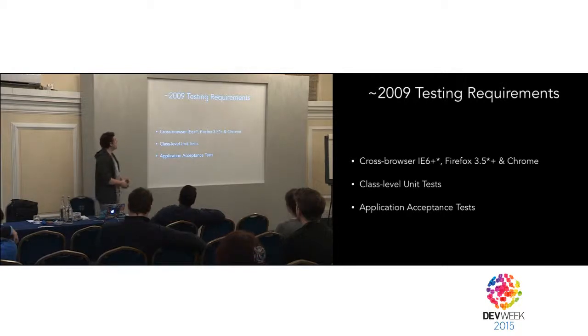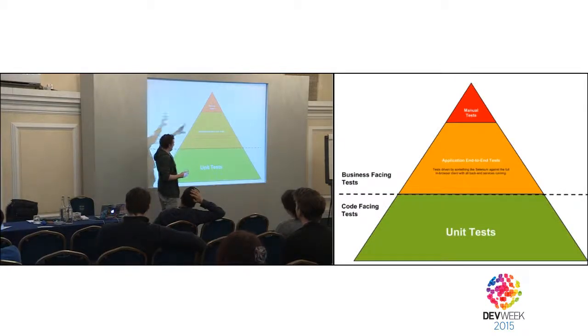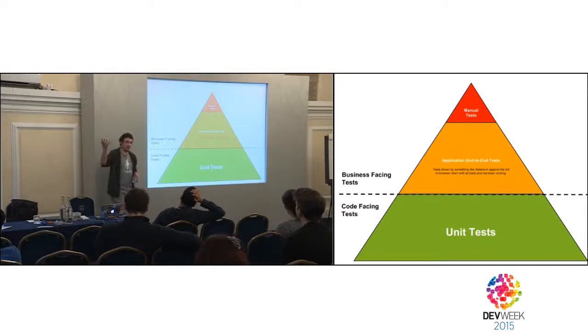So in 2009, there were a bunch of requirements. Like IE6 had to be supported, Firefox, Chrome. There were lots of class-level unit tests, so the code you've seen already is kind of class-based in JavaScript. And there were a whole bunch of application acceptance tests. And the testing triangle that everyone should have looked something like this. Loads of unit tests, application end-to-end tests, so Selenium-driven tests where the full backend services were running, the browser was running, and we were performing assertions. And then we did have manual tests through testing plans.